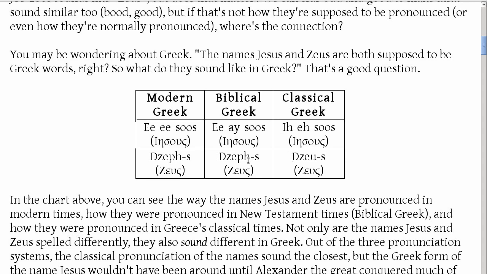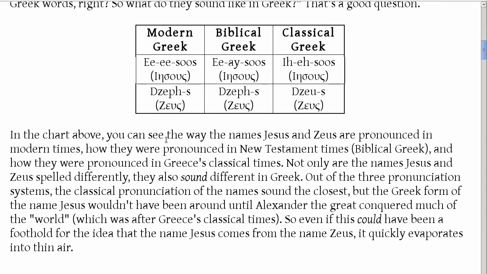In the chart above, you can see the way the names Jesus and Zeus are pronounced in modern times, how they were pronounced in New Testament times, biblical Greek, and how they were pronounced in Greece's classical times. Now notice they're always spelled the same way no matter which pronunciation system you use. It's not the names Jesus and Zeus that changed, it's just the way that they were pronounced. They were still spelled exactly the same. Actually, well, I'll get to that in a second.